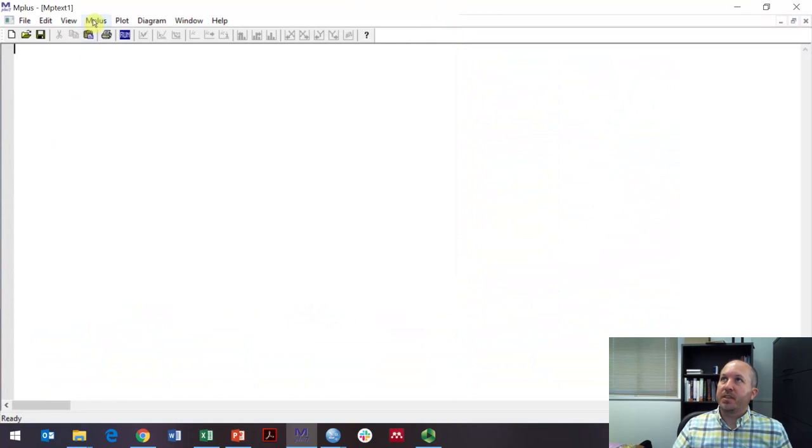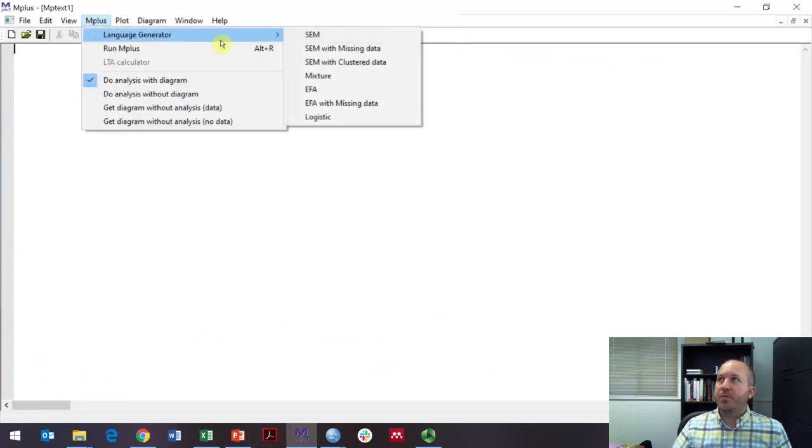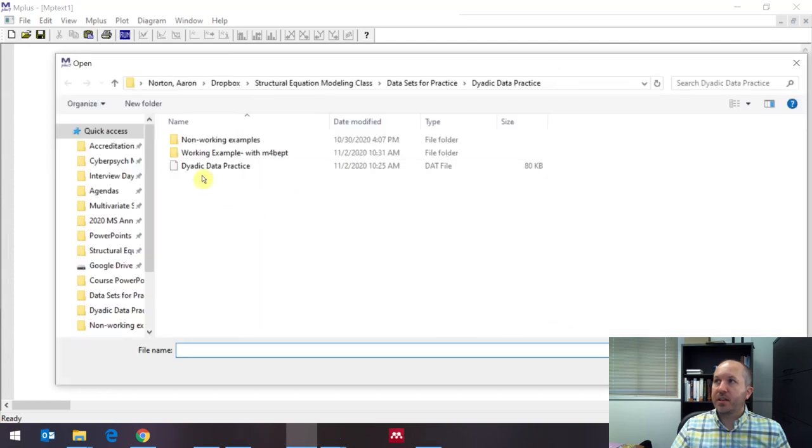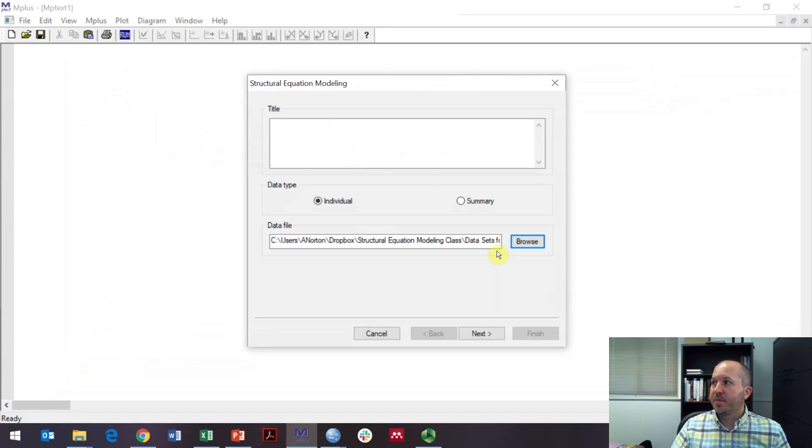So we've opened up M+ here. I'm going to show you a few different things than you've seen before with how we're doing M+ through the language generator. It doesn't make that big of a difference at all whether you do SEM or SEM with missing data. But I'm just going to click on SEM so you can see what that looks like. So we're going to first click on here and go to find our data set. So there's our dyadic data. Open that up. If we wanted to, we can title this dyadic data demonstration.